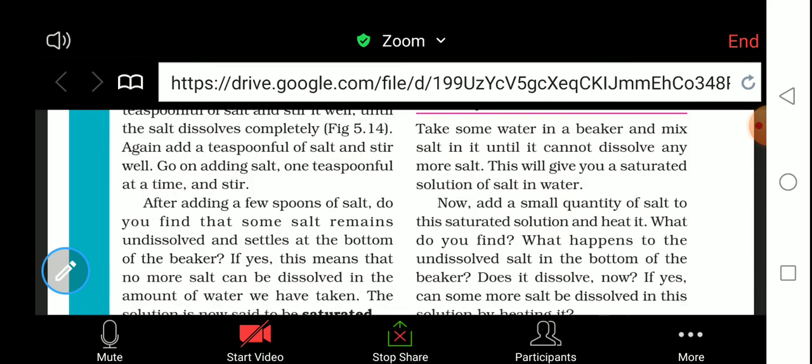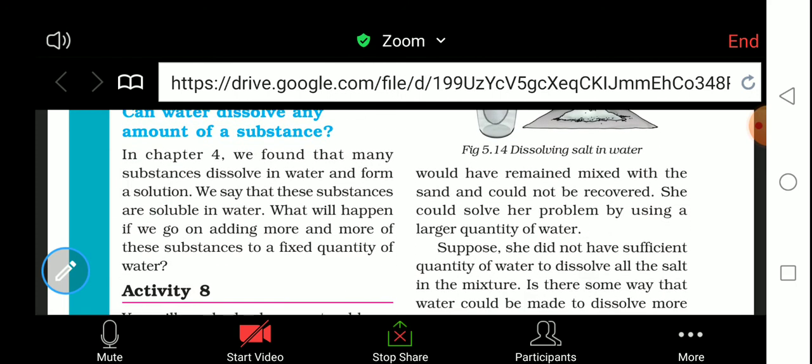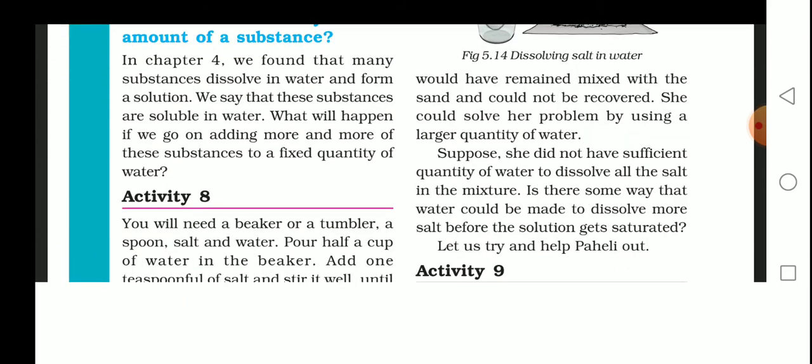I hope you understood the meaning of saturation. So the salt would have remained mixed with the sand and coal and could not be recovered. She could have a problem. Suppose she did not have sufficient quantity of water to dissolve all the salt in the mixture. Is there some way that water could be made to dissolve more salt before the solution gets saturated? Yes, there is another way. What do you have to do? You supply temperature by heating.